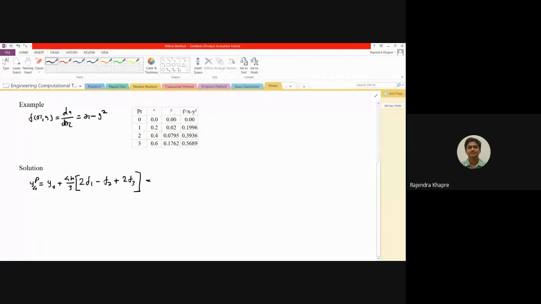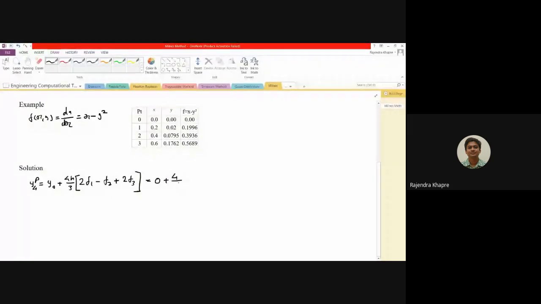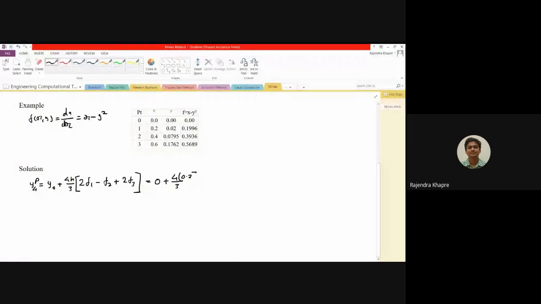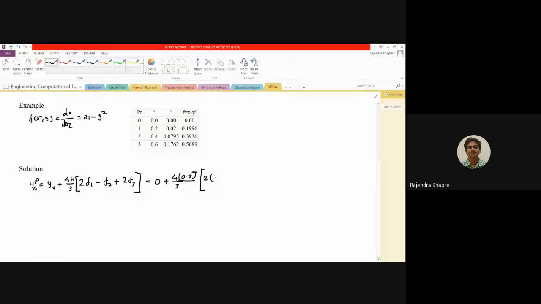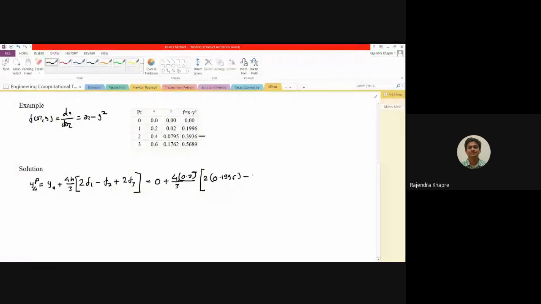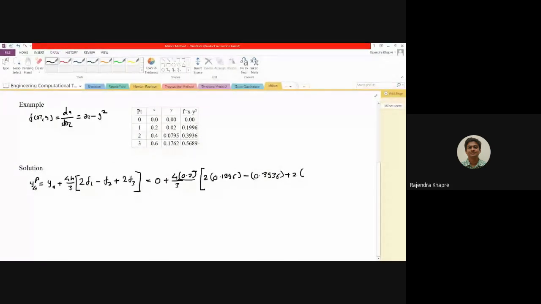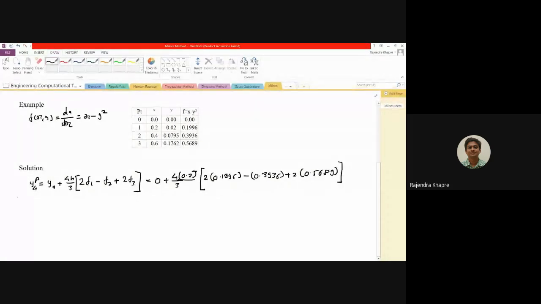Here the y0 is nothing but the value of y0, so this will be 0, plus 4 upon 3 into h. h is the distance between two consecutive values of x, so this is 0.2. Then this will be multiplied with 2 times f1. This is the function value at point 1, which is 0.1996, minus f2, the value of f2, which is 0.3936, plus 2 times f3. This is the value of f3, 0.5689. So your y4 predicted will be, someone give me the values please. 0.3049.